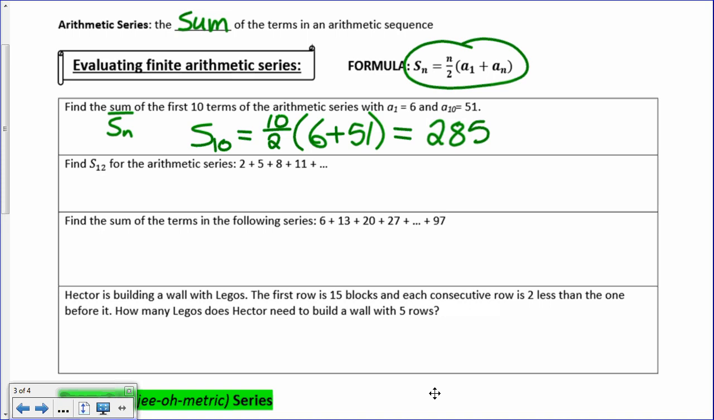Alright, for this next one, we're trying to find S sub 12. So we're trying to add the first term, second term, third term, all the way up to the 12th term. We're adding those all together. So for S sub 12, do I know what n is? 12. I want the 12 terms, right? So 12 divided by 2. Do I know what the first term is? 2. Do I know what the 12th term is? I do not. So how do you think I'm supposed to plug that into the formula if I don't know it?